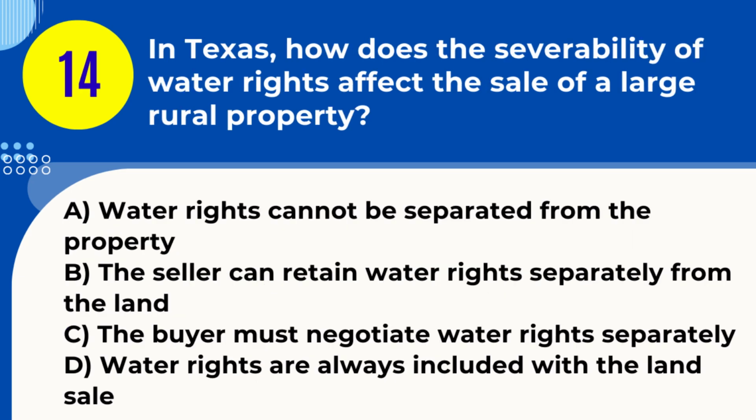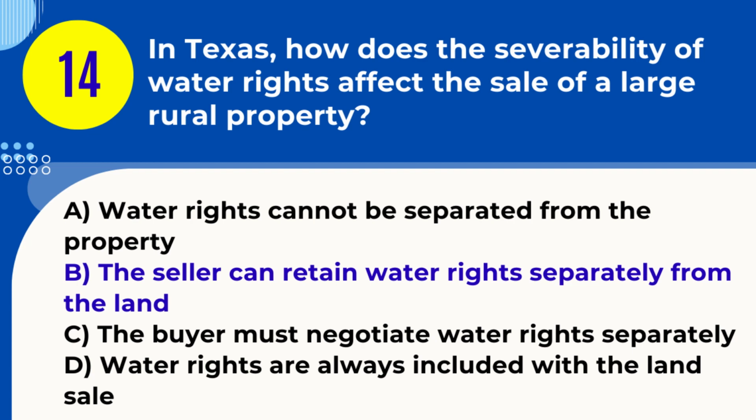Question 14. In Texas, how does the severability of water rights affect the sale of a large rural property? A. Water rights cannot be separated from the property. B. The seller can retain water rights separately from the land. C. The buyer must negotiate water rights separately. D. Water rights are always included with the land sale. Answer. B. The seller can retain water rights separately from the land.